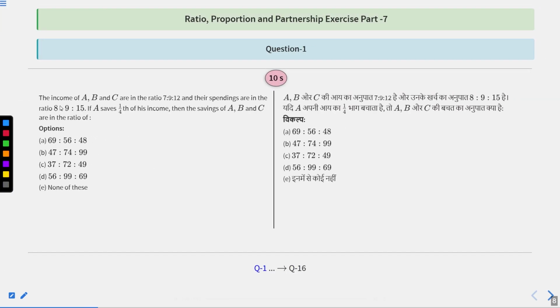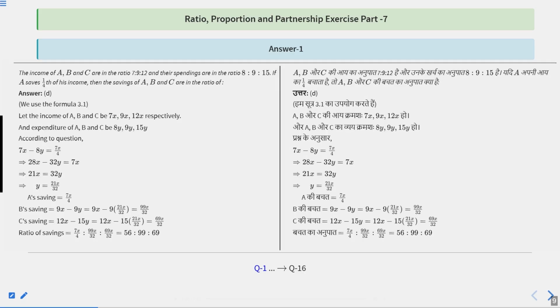Now the first question is, the incomes of A, B and C are in the ratio 7:9:12, and their spendings are in the ratio 8:9:15. If A saves 1/4 of his income, then the savings of A, B and C are in the ratio. You have 5 options and 10 seconds to analyze the question. Your time starts now. Now time's up. Let's see the solution.